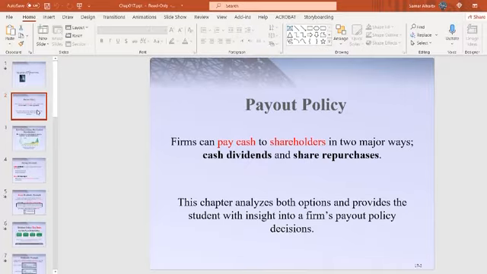So let's start. Firms can pay cash to shareholders in two major ways. The first one is called cash dividends, or share repurchases. So we have two ways. The company, at the end of the year, has enough profit and wants to pay shareholders. They can pay it as cash. We call it cash distributions or cash dividends. Or there is another way called share repurchases. We will discuss this through this lecture, inshallah.